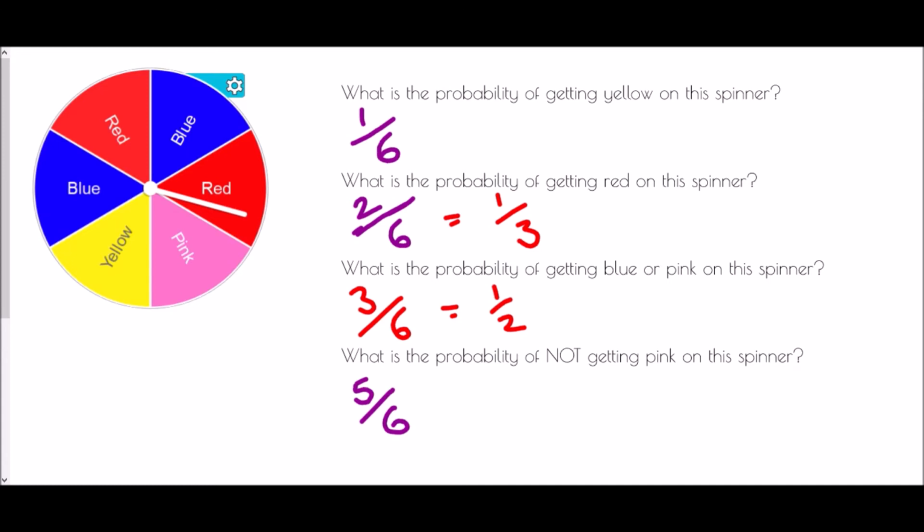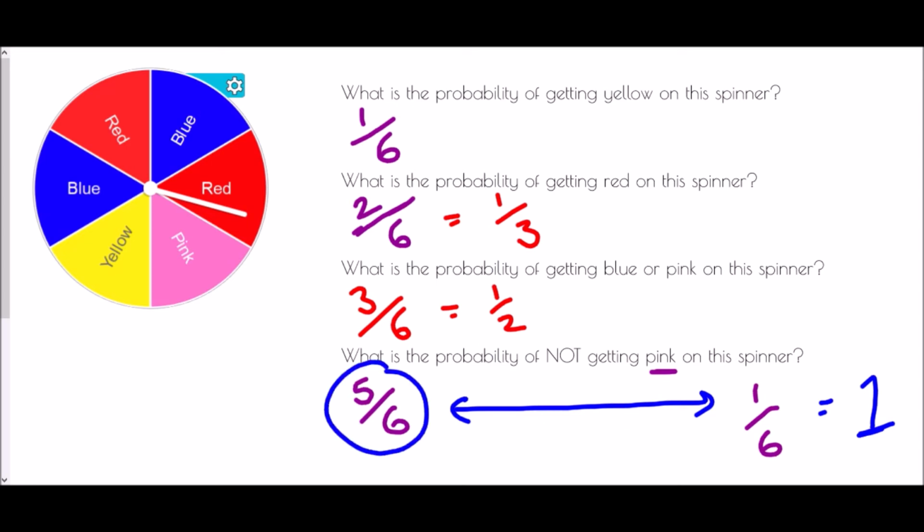Now, the important thing here is that if I actually looked for the probability of getting pink, it would be 1 out of 6. What can we say about these two probabilities? Well, if we think about adding them, they would add up to a total of 1. And that is because it covers all possibilities. 5/6 is not getting pink, 1/6 is getting pink, and so altogether that is all of the possible outcomes. And so all of our probabilities should add to 1 if they cover all possible outcomes.